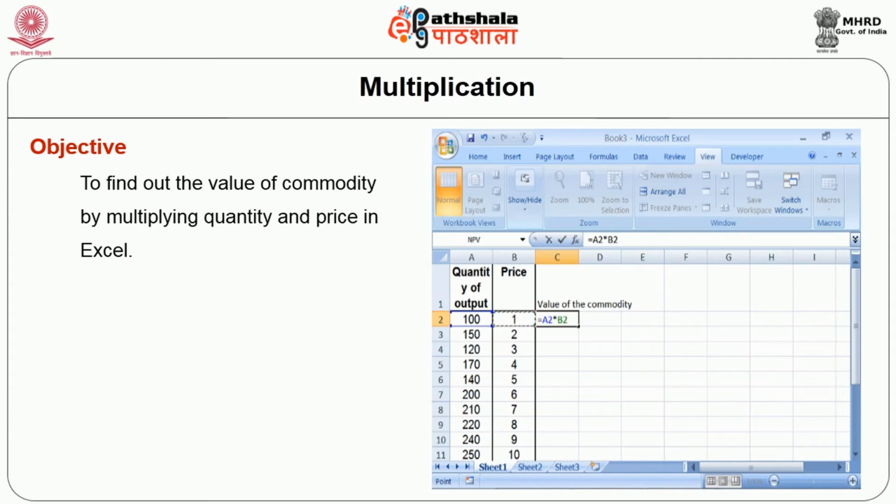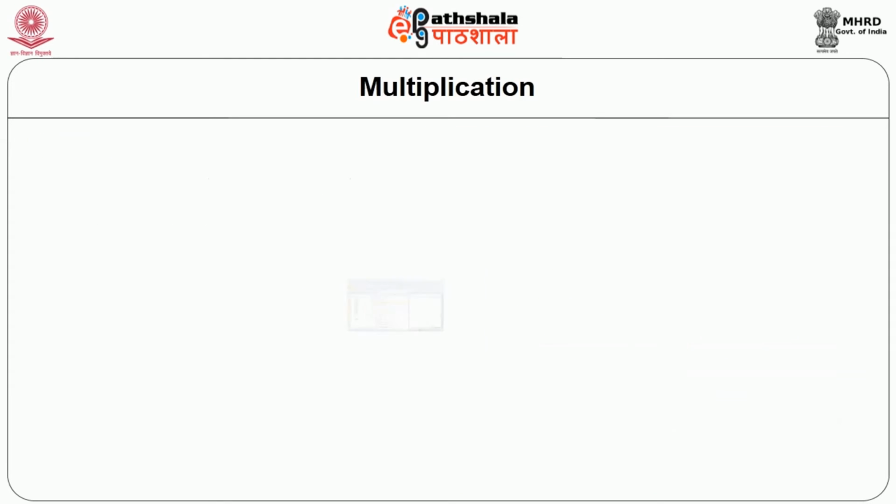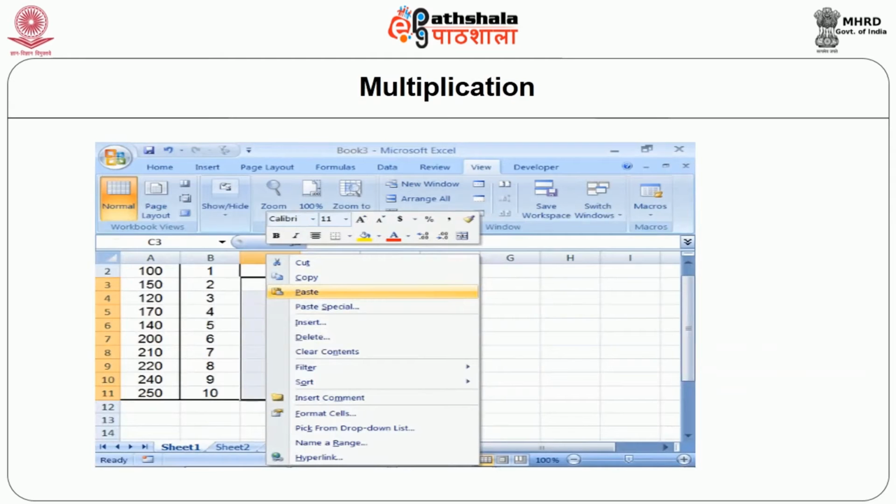Enter the formula in C2 cell as A2 multiplied by B2. Press enter. The value of commodity for the remaining cells can be obtained by copying the C2 cell and pasting it in the remaining cells.